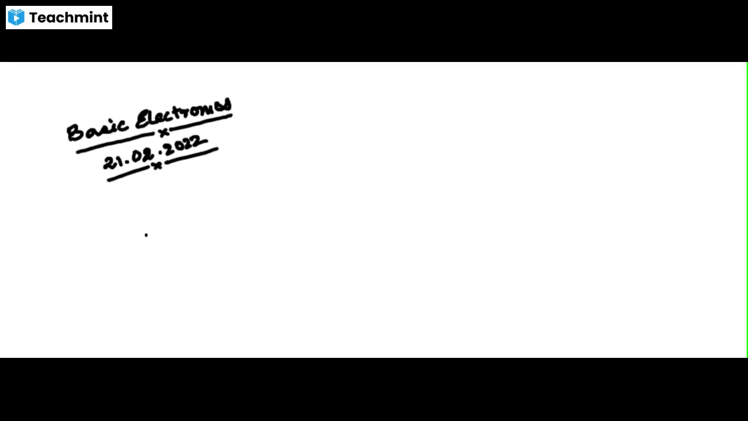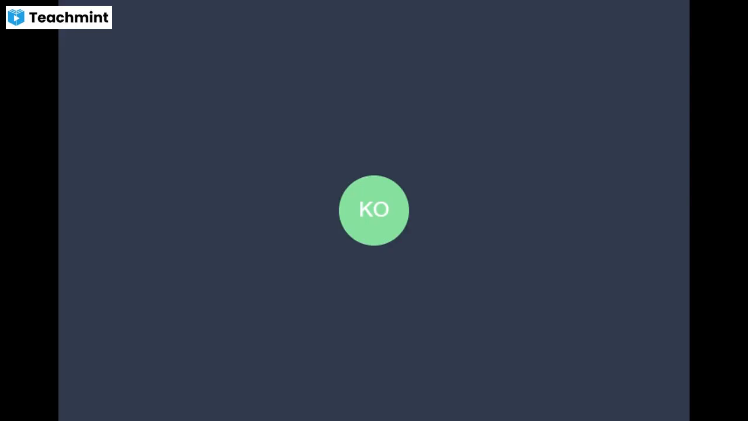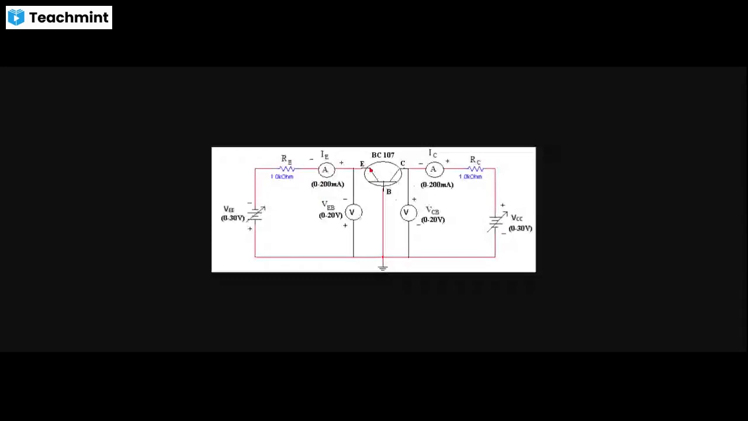I'm sharing the screen. So you can see here, this is the circuit configuration for transistor characteristics in common base configuration. Can you see the figure? Yes, sir.